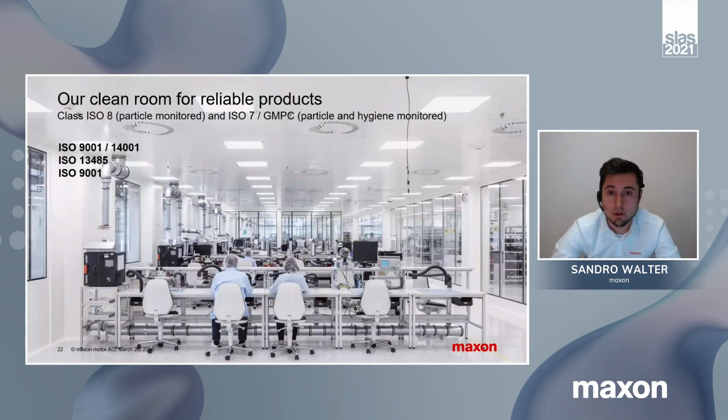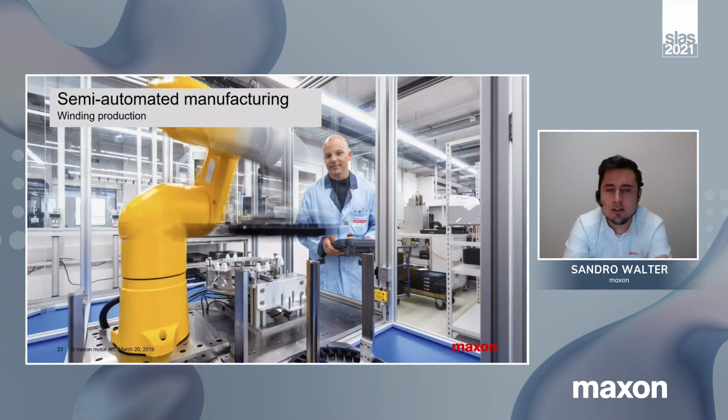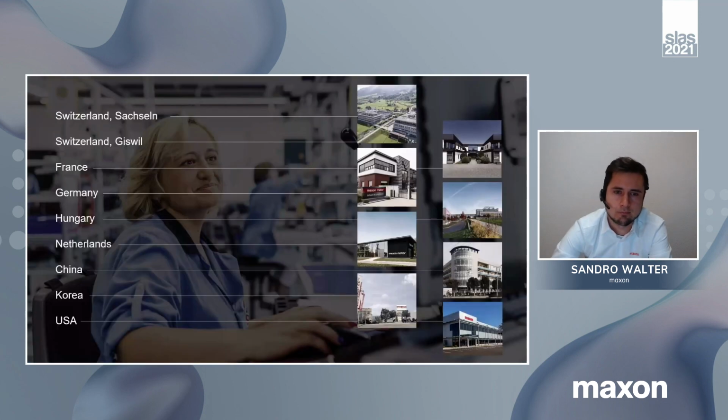In addition to our normal production facilities, we also have ISO 8 and ISO 7 clean rooms. These are mainly used for smaller motors with a diameter smaller than 10 millimeters, and for biocompatible and sterilized motors, which are mostly used in the medical market. And besides that, Maxon has a large number of certifications, including standard certifications for the medical and aerospace market. Our production is not just manual, it's also semi-automated or fully automated for some processes, for example, for the winding production or for the stator production for DC motors.